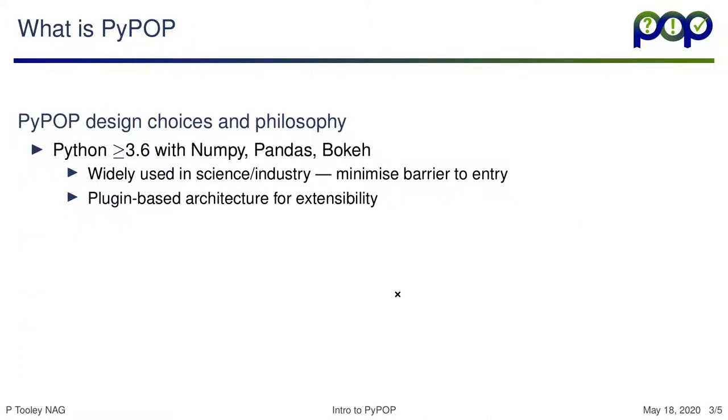So I'll just quickly describe the design choices and philosophy behind PyPOP. It's written in Python 3, using the NumPy and Pandas libraries for statistics and the Bokeh library for plotting. This is a widely used combination in science and industry, and it's designed to minimize the barrier to entry for anyone coming from an academic or an industrial background who might like to use PyPOP. It's also designed using a plugin-based architecture so that it should be easy for anyone who wants to extend PyPOP to support a new analysis type or a new profiling tool to do so.